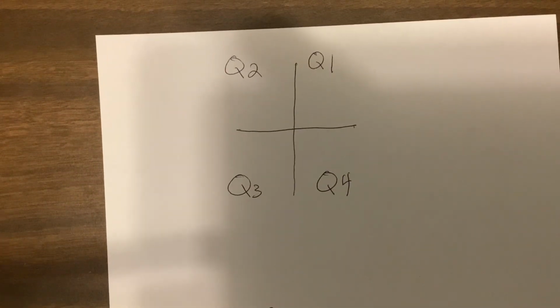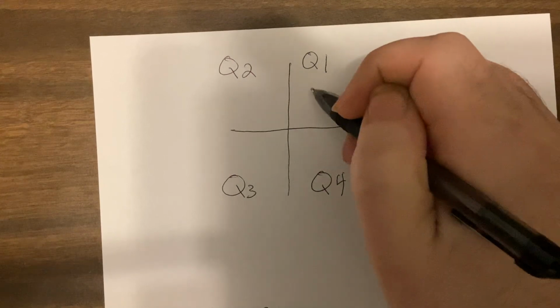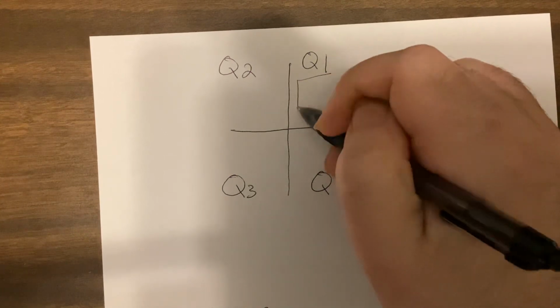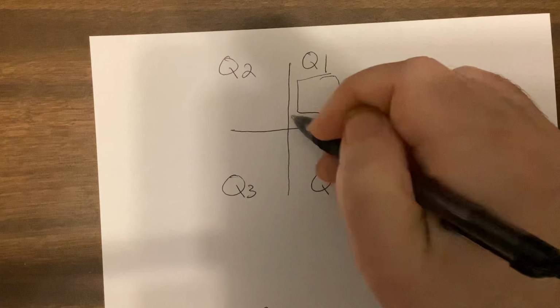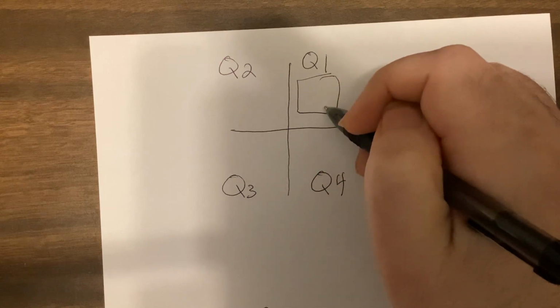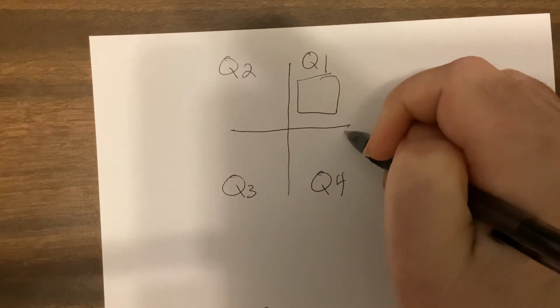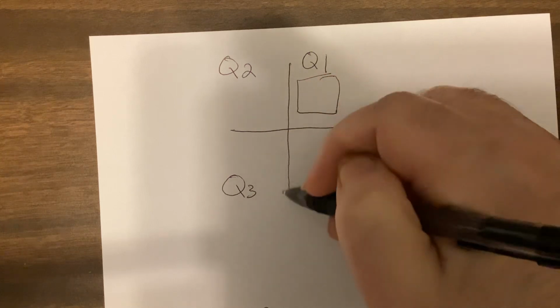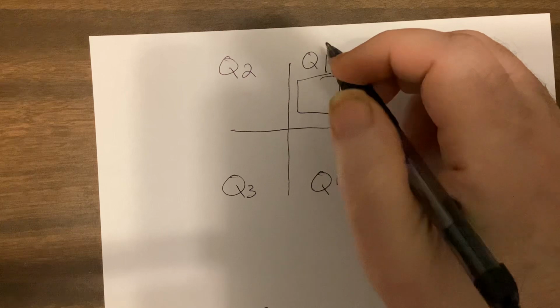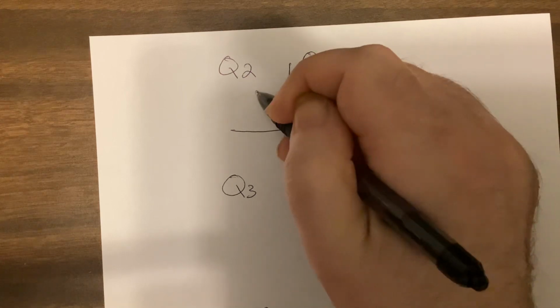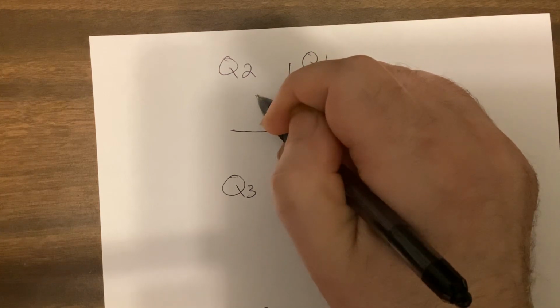Now, the Cartesian coordinate system. The first quadrant is here. This section in here is the first quadrant. This is the x-axis, where x-intercepts lie on this axis. The y-axis, where the y-intercepts lie on this axis. If you go into this quadrant, it's the second quadrant.